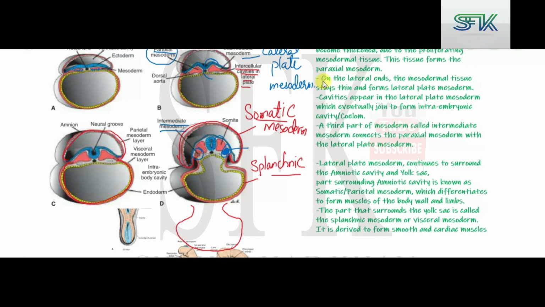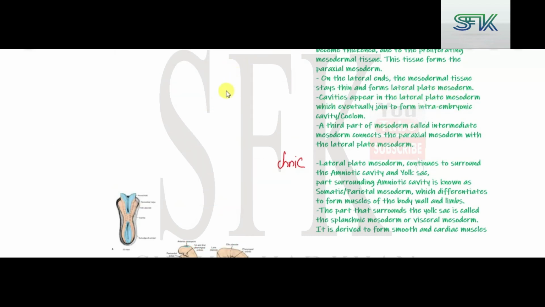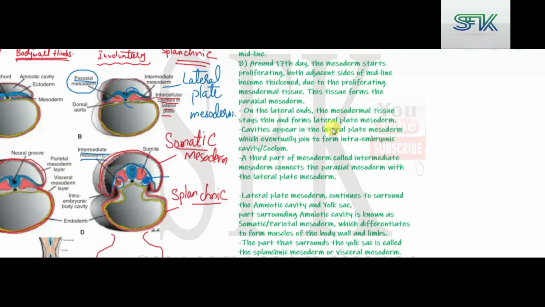Then if we move on to the lateral ends, we talk about the lateral plate mesoderm. Cavities appear over here. These cavities divide it into the parietal mesoderm and the visceral mesoderm. Initially the mesodermal tissue stays thin over here, and then it is called the lateral plate mesoderm, but then cavities appear over here. Okay, it's back now. So cavities appear.